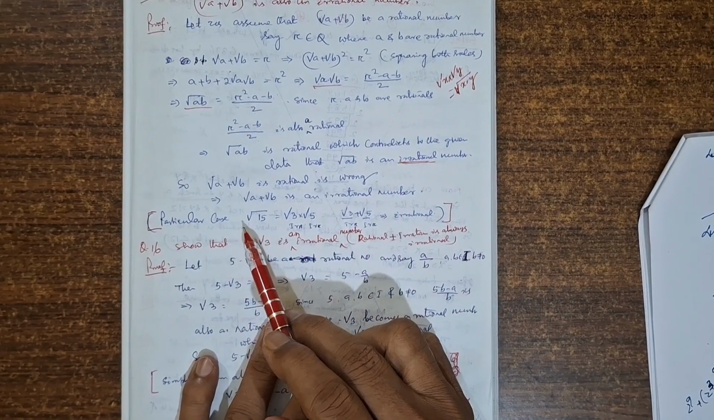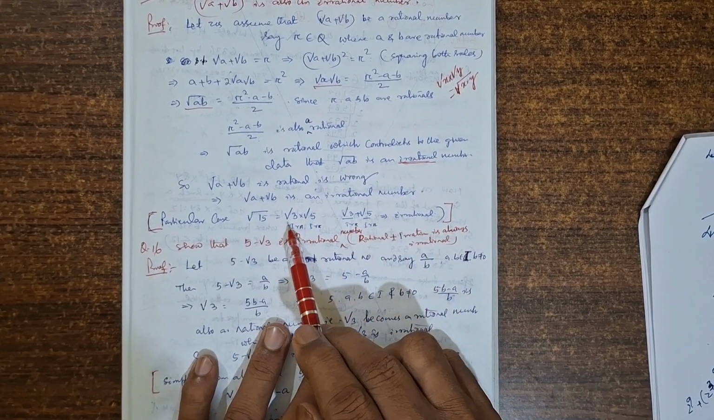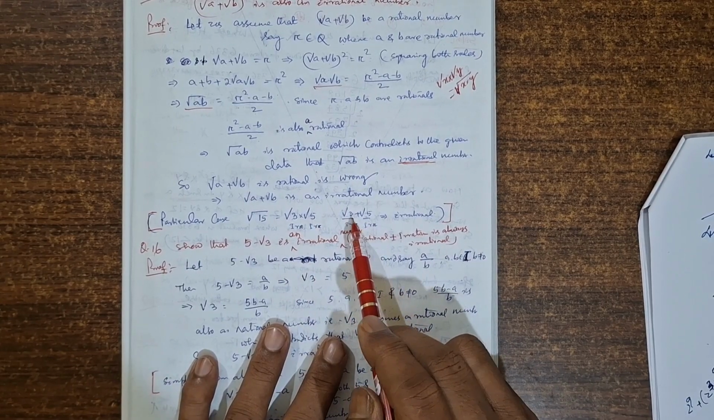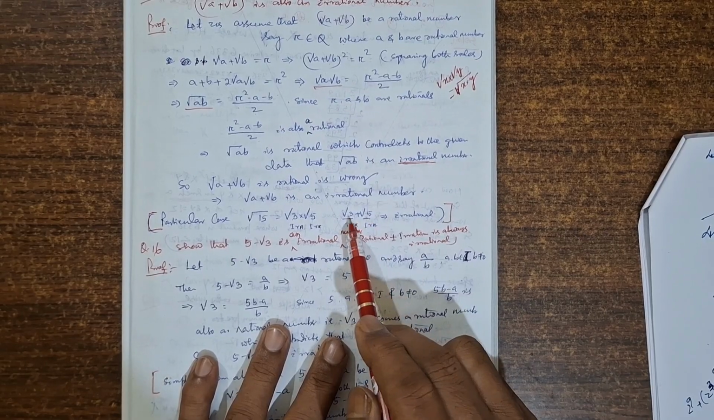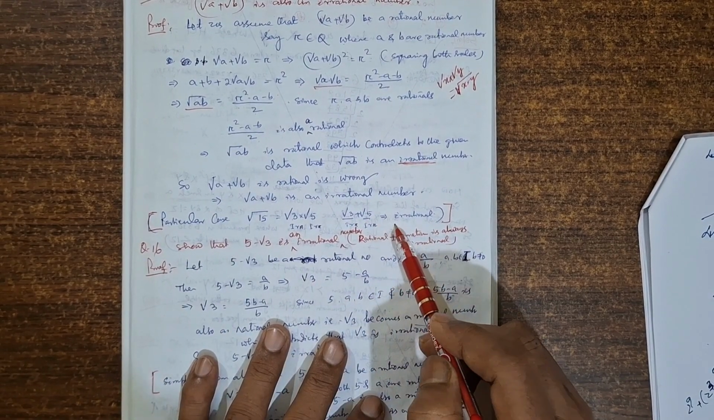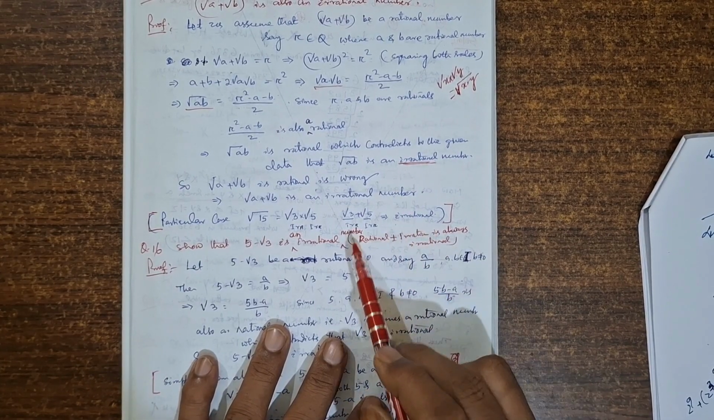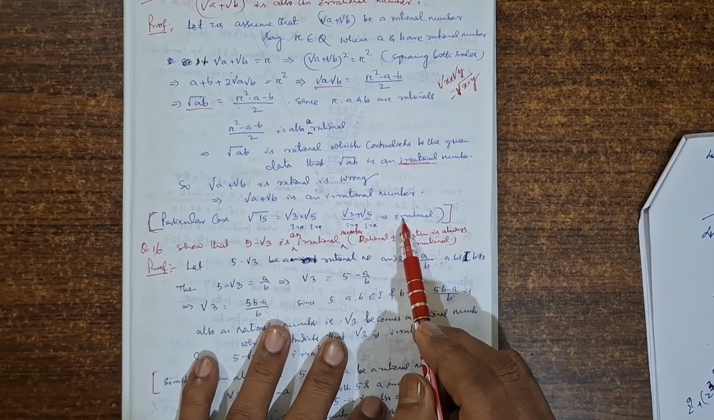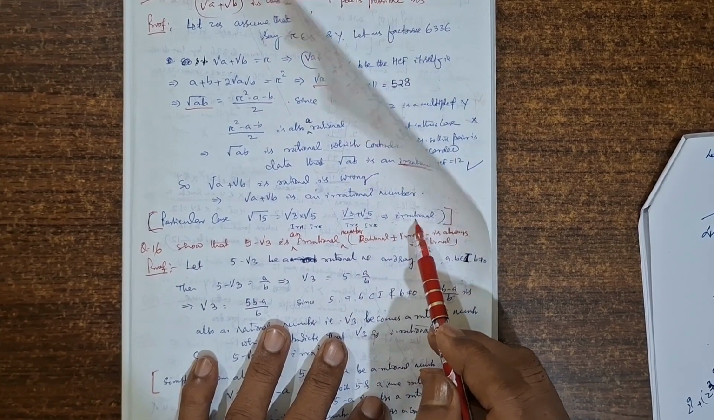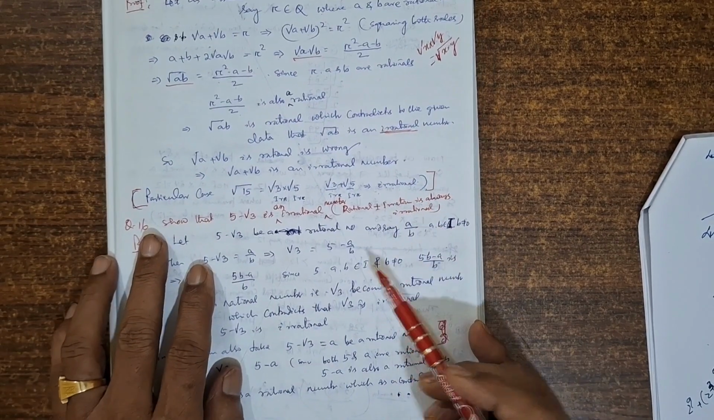Root 15 is equal to root 3 into root 5, and this is irrational. Root 3, root 5 are also irrational, and their summation root 3 plus root 5 is irrational, because we have read earlier that irrational plus irrational may be irrational, may be rational. Now it is irrational, it is okay, it does not violate. Sometimes it may be rational, but now it is irrational, because root 3 is irrational, root 5 is irrational. Now solve another question.